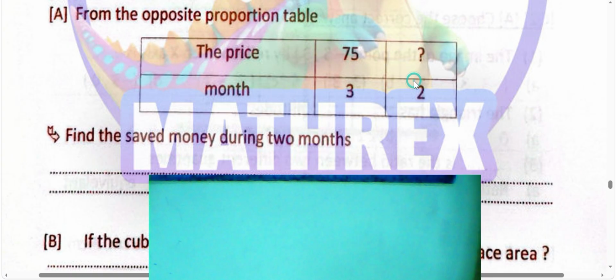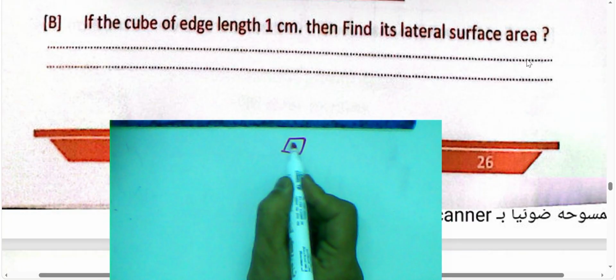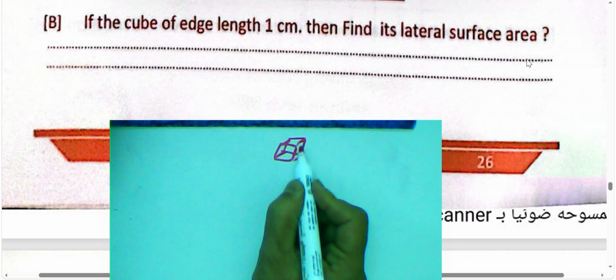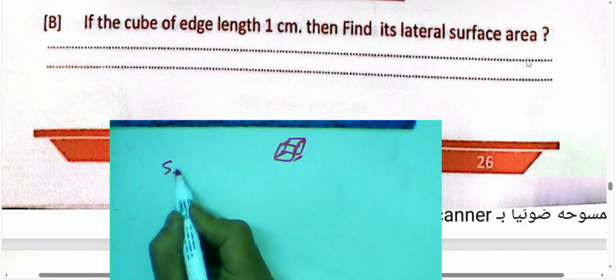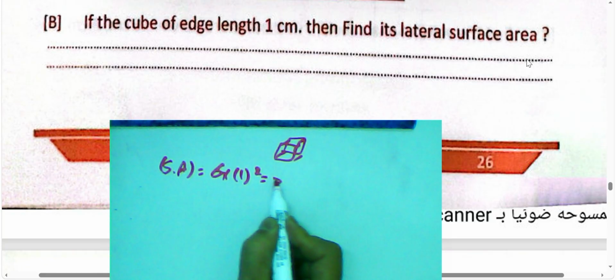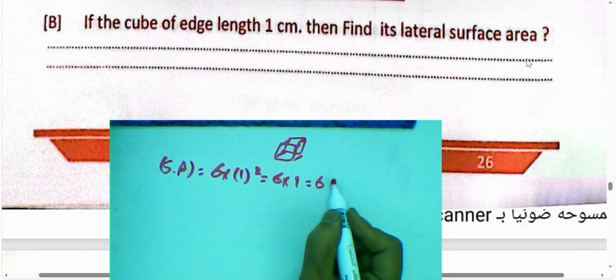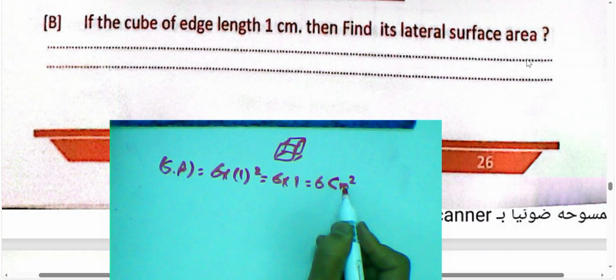Next question. If the cube has an edge length of 1 centimeter, find its surface area. We know a cube has 6 faces, and the area of each face is side times side. The surface area equals 6 times 1 to the power of 2. 1 squared is 1, and 6 times 1 equals 6. The total area will be 6 square centimeters.